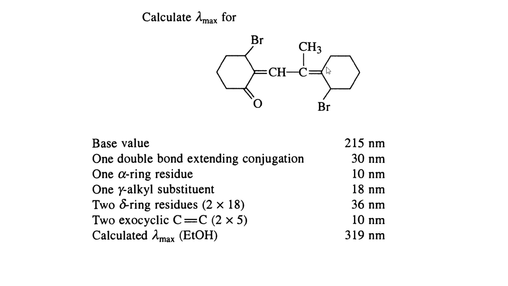Then it is the delta position. You can see two alkyl substituents or ring residues in the delta position. One is this, and another is this alkyl residue. So two alkyl residues are present at the delta position, which will contribute 2 into 18, that is 36 nanometer as the increment. Then you can see it is an exocyclic double bond with respect to this ring, and it is another exocyclic double bond with respect to this ring. So two exocyclic carbon-carbon double bonds will contribute 2 into 5, that is 10 nanometer. Hence the calculated lambda max will be 319 nanometer. Right?